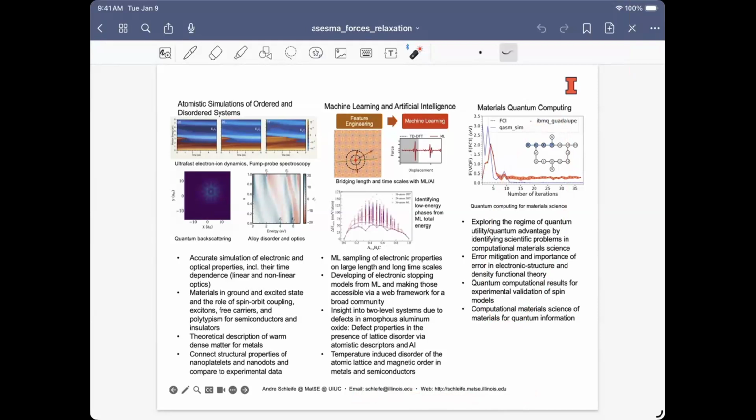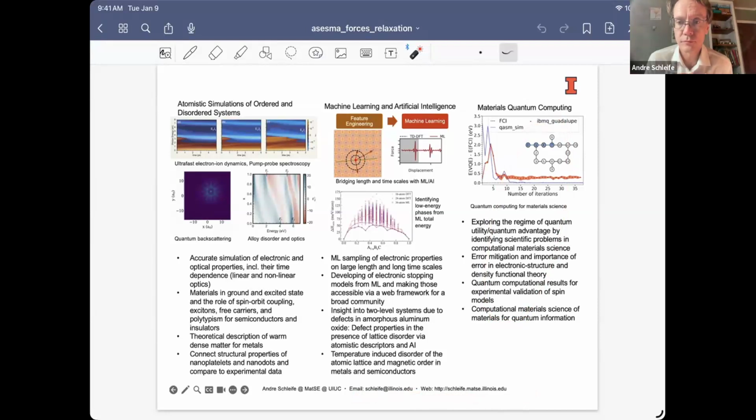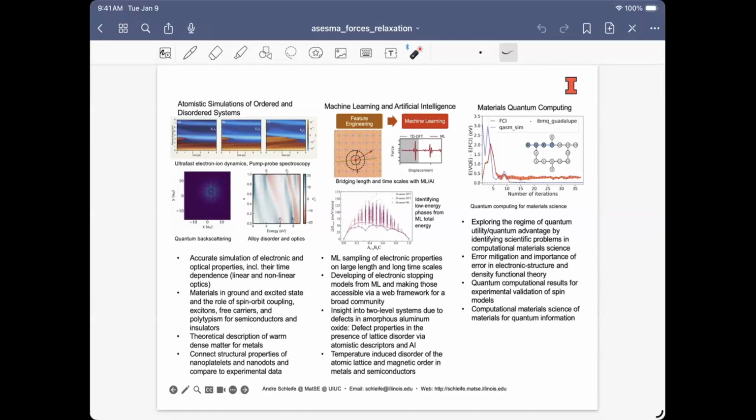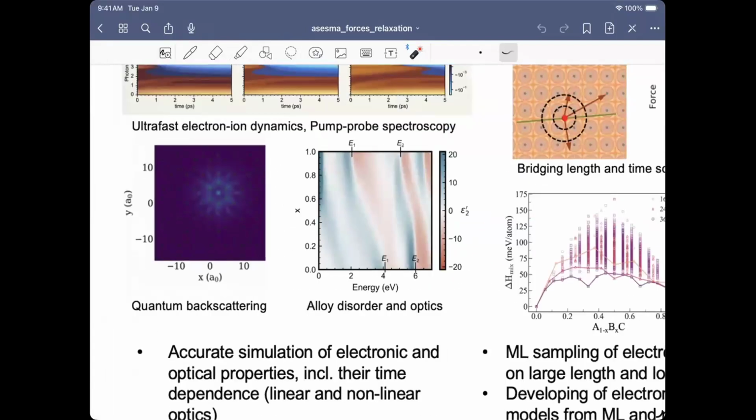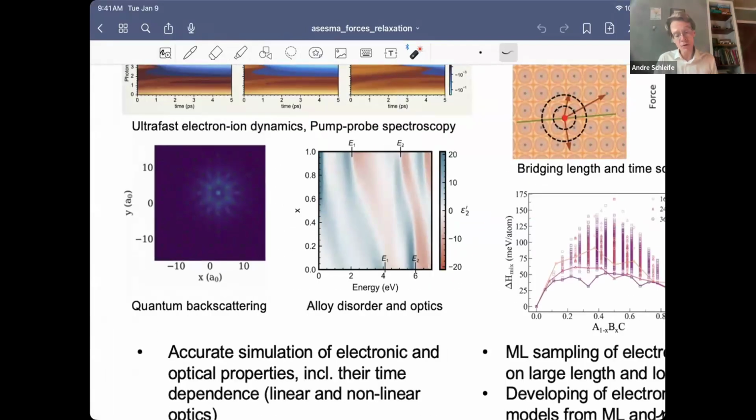Quick question. About when you say disordered system, what level of disorder is it? Like a defect or atomic structure? Good question. So disorder in this example is an alloy. I can send you again, I should have put references here. This is published. So we have an alloy. This is, for instance, cadmium sulfur selenide.